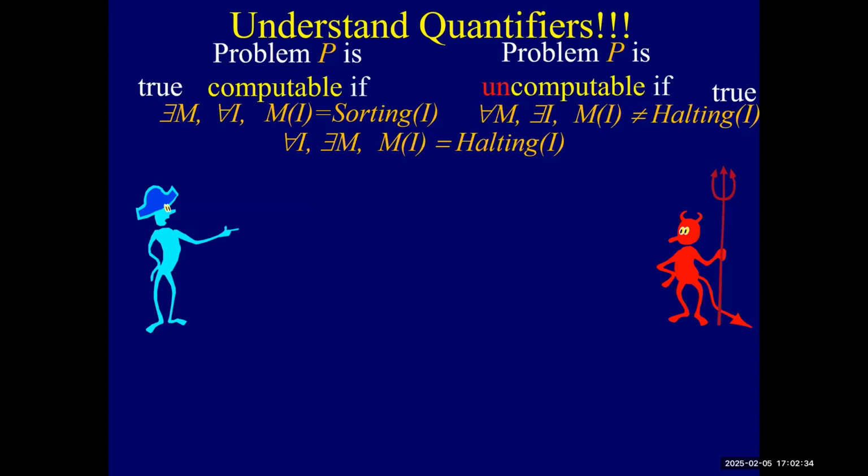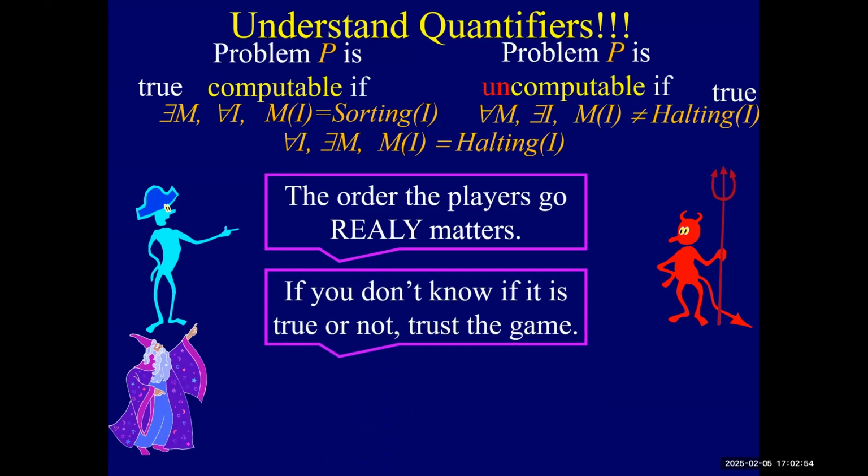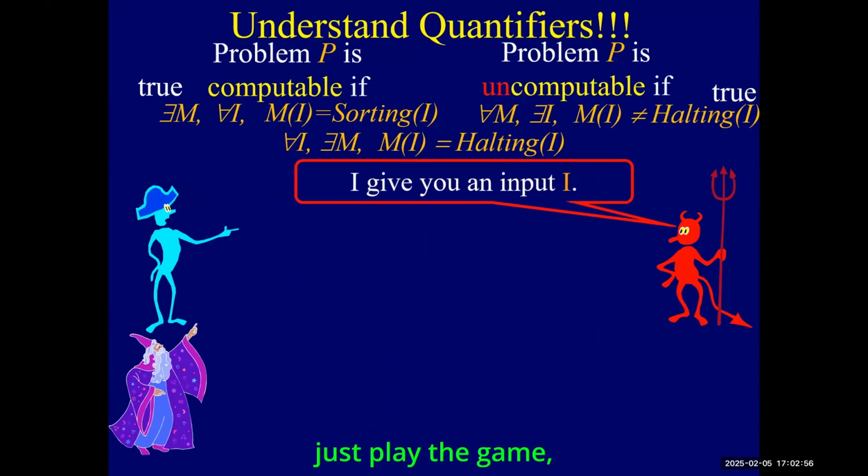All right? Okay, let's play the game. The order matters. This is M followed by I. This is I followed by M. Remember I told you I would beat you if you did this in the wrong order. So just play the game, all right?